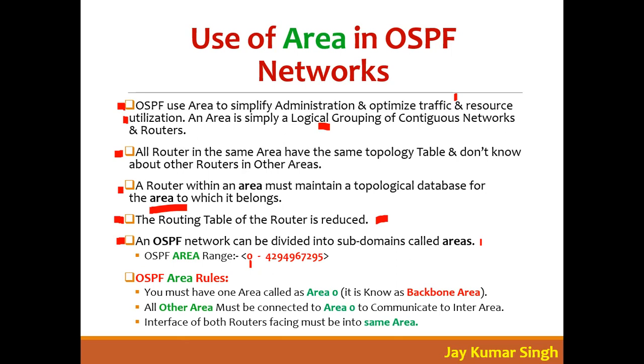Now whenever you are going to create an OSPF network, there are some rules for the OSPF area. You must have one area called area 0 in your network, and it is known as the backbone area. All other areas must be connected to area 0 if they want to communicate. Like if area 1 wants to communicate with area 2, it must be connected to area 0, then they can communicate, otherwise no. We'll see this practically in later labs. Now, the interfaces of both routers facing each other must be in the same area, then you will become neighbors, otherwise no.